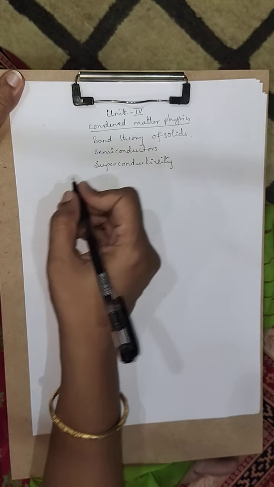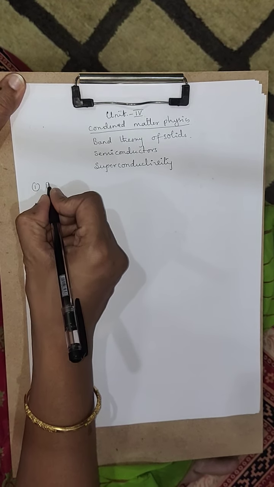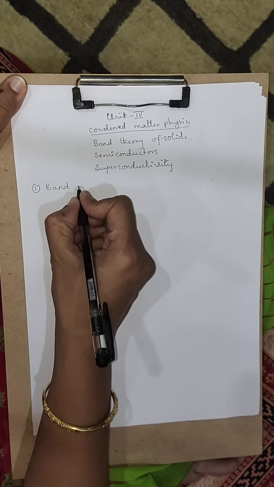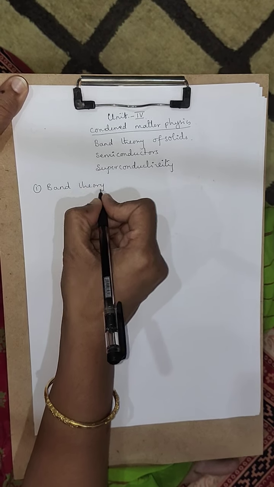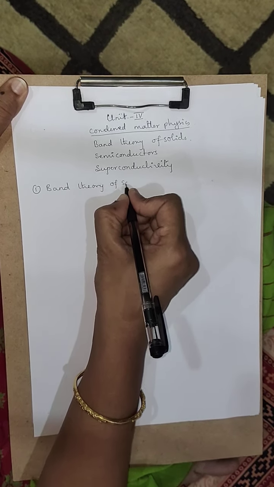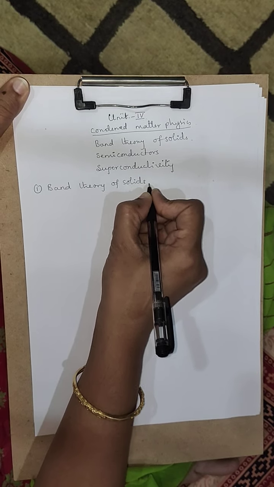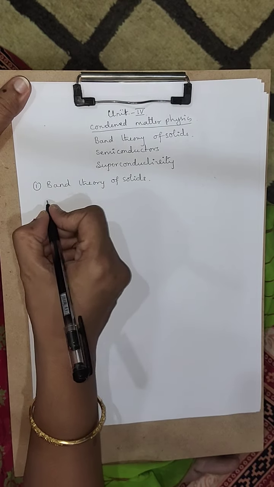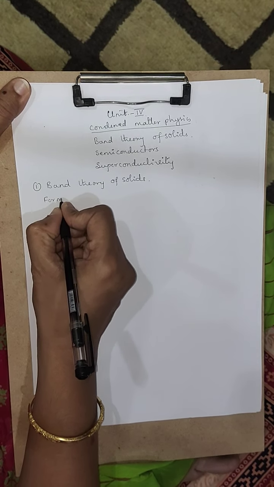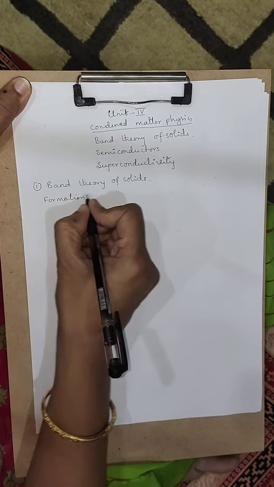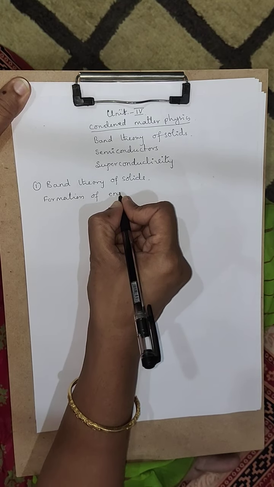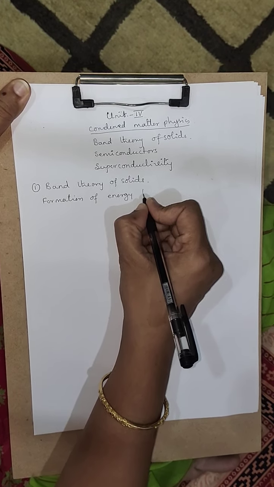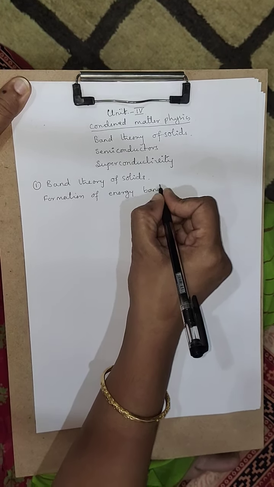So let's take the first one, that is band theory of solids in this unit. In the band theory of solids, the first thing we are going to deal with is the formation of energy bands in case of solids.